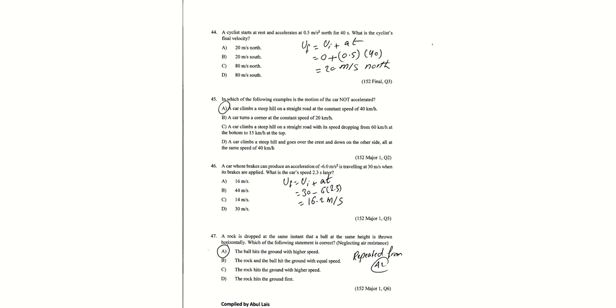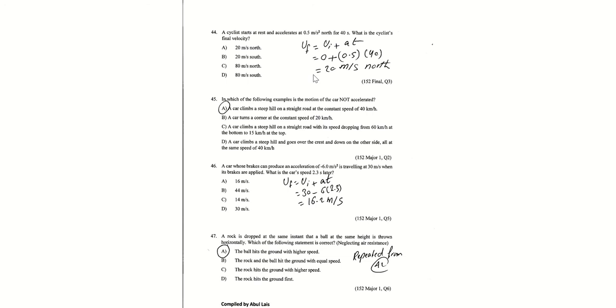Number 44 says that a cyclist starts at rest and accelerates at 0.5 meter per second squared north for 40 seconds. What is the cyclist's final velocity? Again, that's very straightforward. I can just use v final equals v initial plus at. The v initial is 0 and the acceleration is 0.5 meter per second squared. It's north, so it's plus, and the time is 40 seconds. Multiplying 40 times half gives 20 meter per second, and it's plus, so it must be north. So I don't have to pick B, the answer should be A.